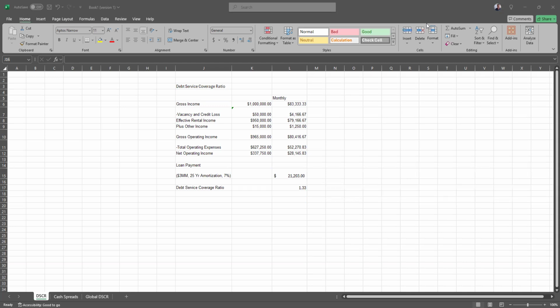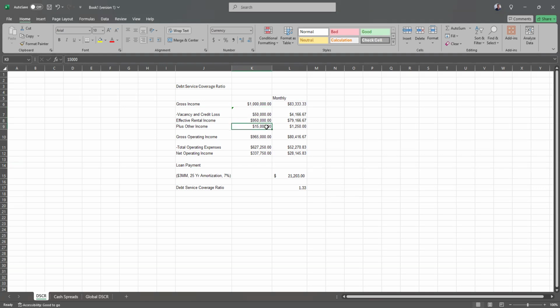So let's just use, for example, an investment property. Doesn't matter what it is, if it's a multifamily or an office building, retail building, whatever it is, income looks like this. We all know how to calculate a debt service coverage ratio. It's got $1 million gross income or $83,000 a month. You subtract out your vacancy and credit losses, about 5%, and that gets you your effective rental income.